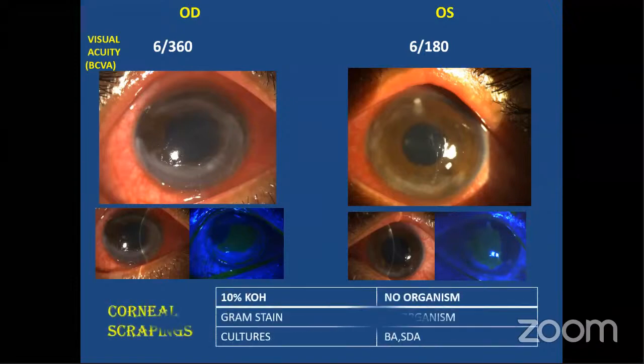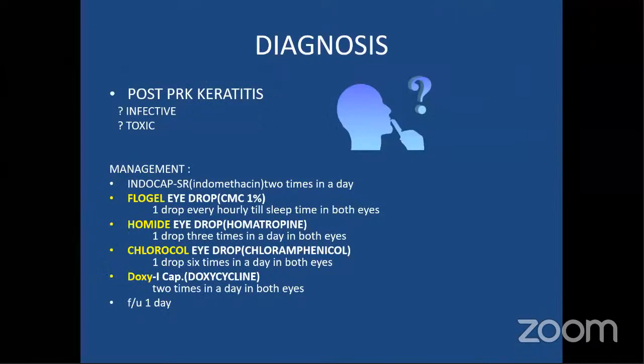There was surrounding edema and cellular reaction. We can also see the collagenolysis in the peripheral area. There was a central epithelial defect. One thing noteworthy was there was no hypopyon, and the AC reaction was minimal. So we went ahead with the corneal scrapings and we got no organism in it. Cultures were taken. Next, please.